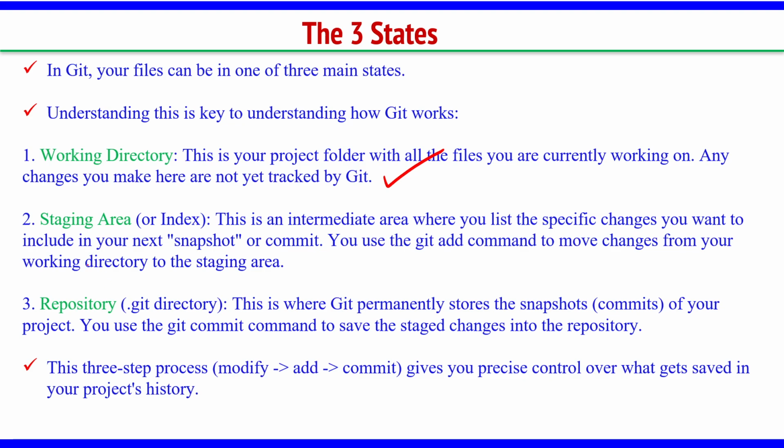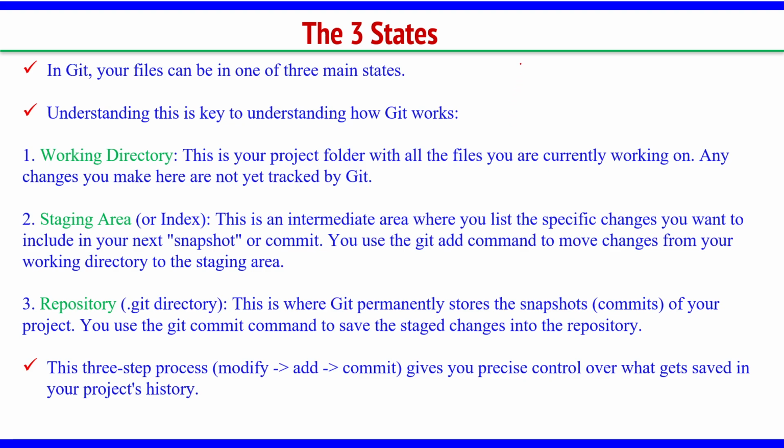Next, you made some changes in the web application. Then the second phase is the staging area. What is this staging area? Right? This is an intermediate area where you list the specific changes you want to include in your next commit. You will tell what all changes you have made and that you want to commit. You can use the git add command to move changes from your working directory to the staging area. It's as simple as that.